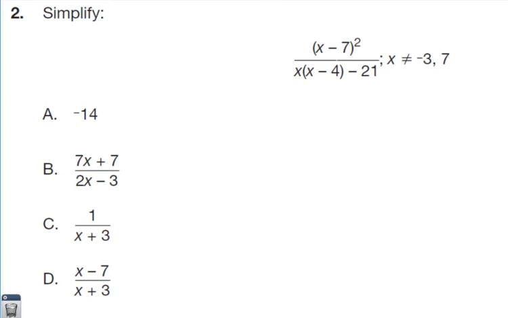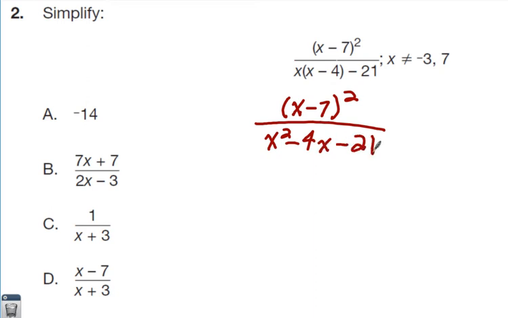Alright, number 2, I want you to simplify. Okay, so you're going to sort of cancel common factors. Okay? And in order to cancel common factors, you're going to have to take the bottom, sort of simplify it, or expand it all out, and multiply this x through the bubble and get x squared minus 4x. That's distributing.